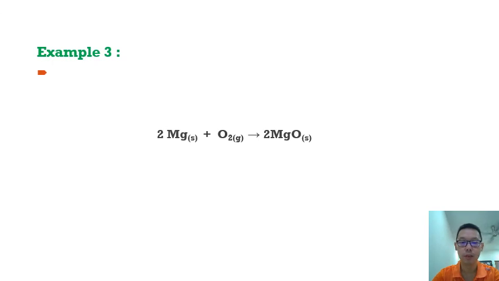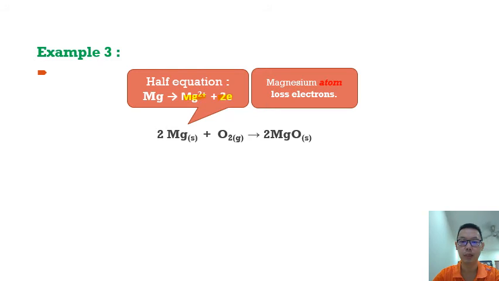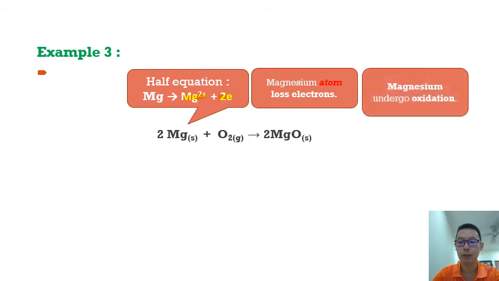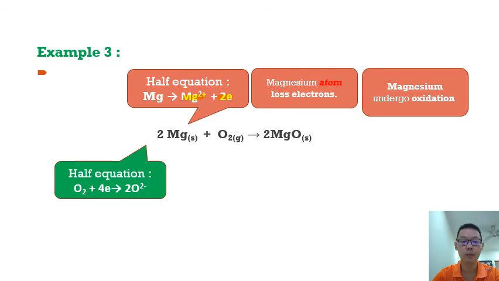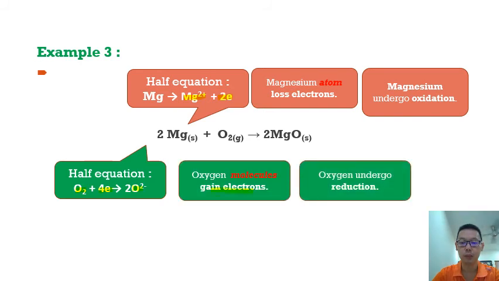Now we try to study the burning of magnesium in oxygen in terms of electron transfer. We can derive two half equations from this chemical reaction. The first half equation showing that magnesium atom lost two electrons to form magnesium ions. So we said magnesium undergo oxidation. On the other hand, oxygen molecule gains 4 electrons to form 2 oxide ions. So we say oxygen had undergone reduction. So this is a redox reaction.